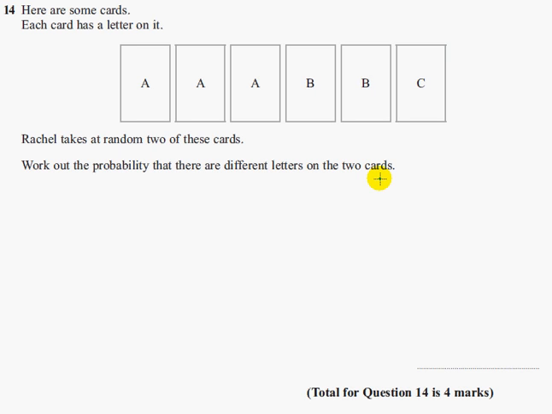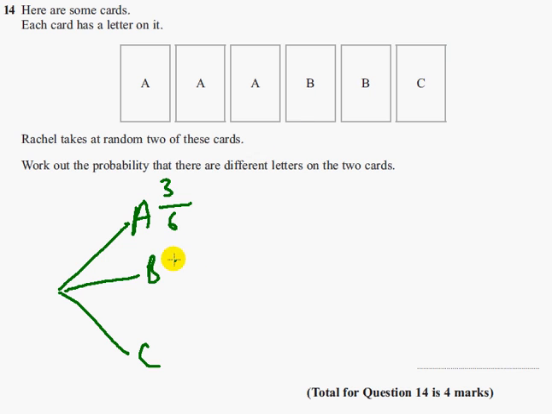Now you don't have to draw out a probability tree diagram, but I'm going to show you exactly what's going on. Okay, so she's going to take 2 cards. So the first card she gets can be an A, a B or a C. Now probability of an A is going to be 3 out of 6. Probability of a B is 2 out of 6, and probability of C is 1 out of 6.